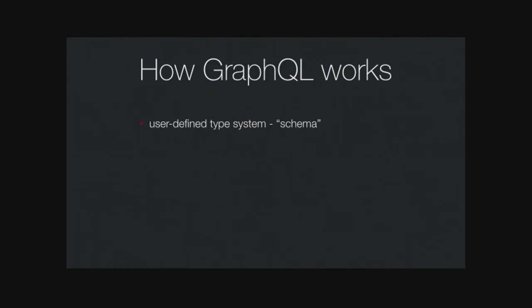So how does it work? It's based on a user-defined type system. For each use case of GraphQL, you define a type system, which you can call a schema. That basically says what data is available for use, and that's described by the GraphQL server. You define that, and then it's available for all the clients. And then the clients describe what data they require by asking queries.